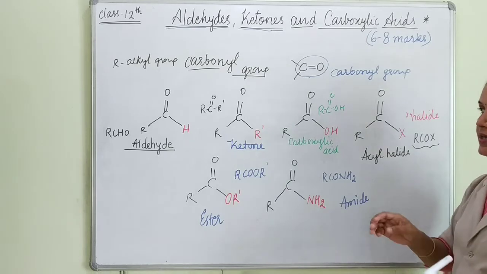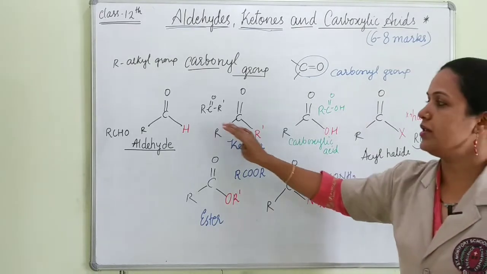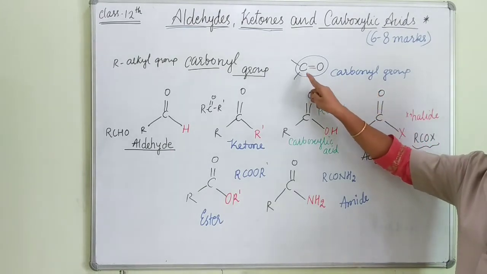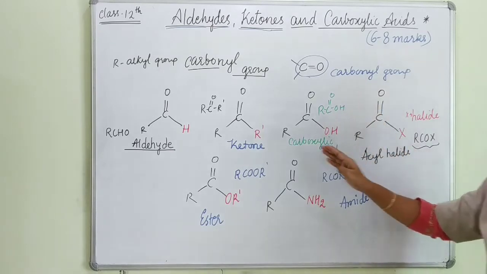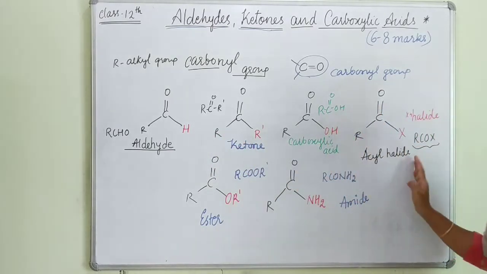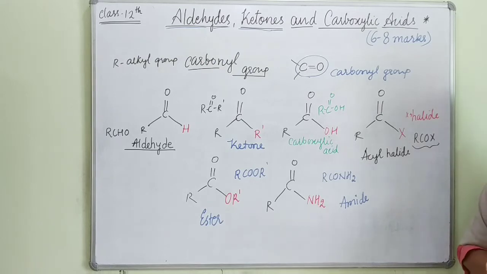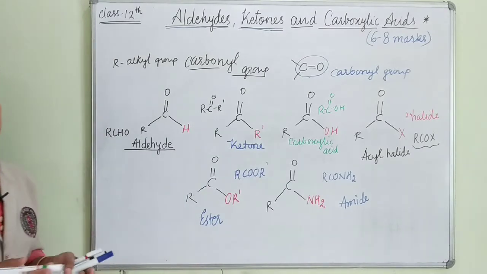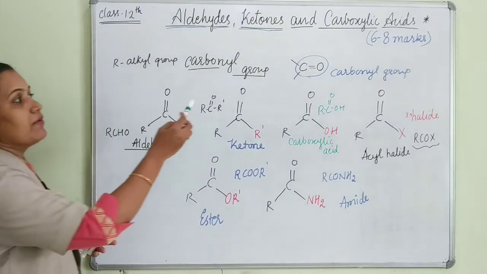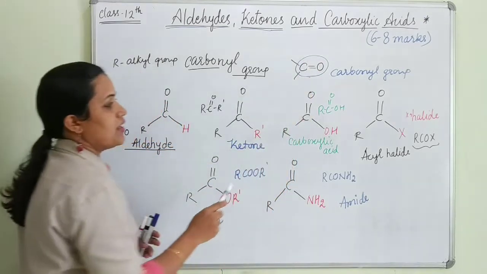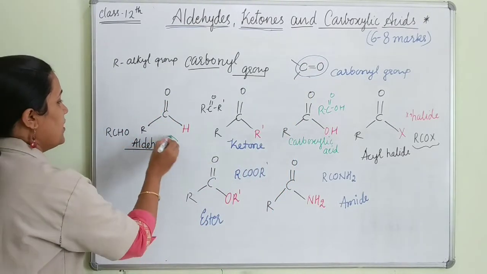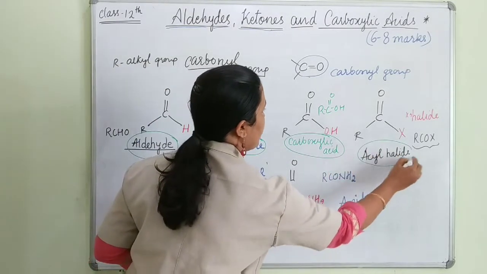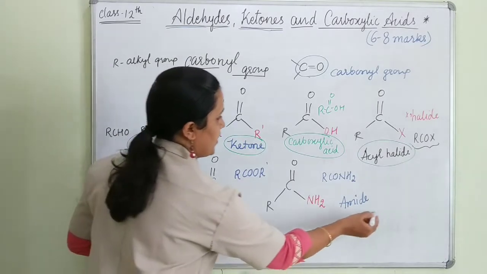So we have studied that all these groups contain the carbonyl group. And what is the carbonyl group? The carbonyl group is C double bond O. When we change its one valency, different functional groups can be formed. So the carbonyl group is very important, and we will be studying its nature and properties, because it can make different types of functional groups, and all these functional groups are mentioned here.